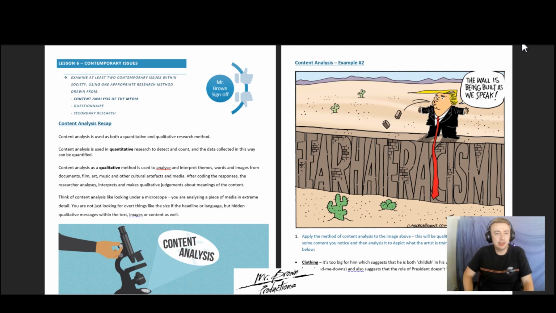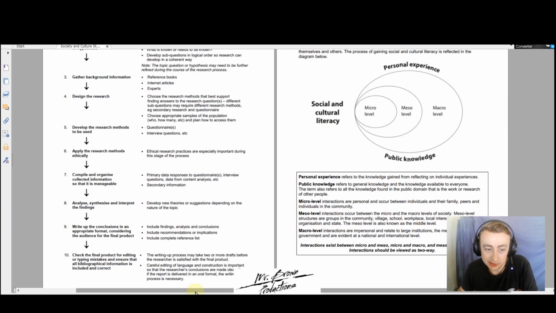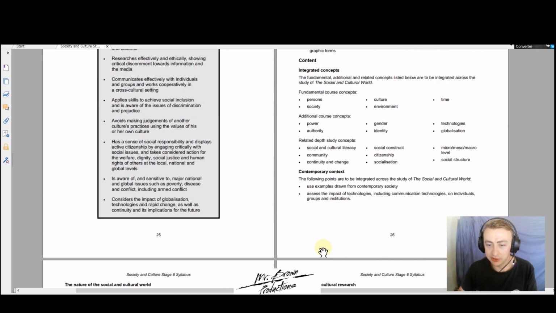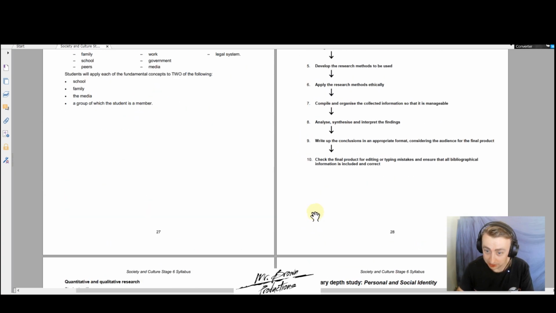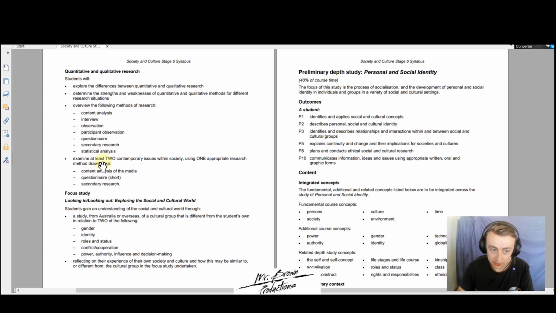So this lesson is looking at consolidating a particular component of research that we looked at in the last lesson. And it's going to be looking at content analysis. The reason we're specifically doing this one is because the syllabus stipulates we need to do it. So here it is: examine at least 2 contemporary issues using one of the following. So we're going to do a content analysis.